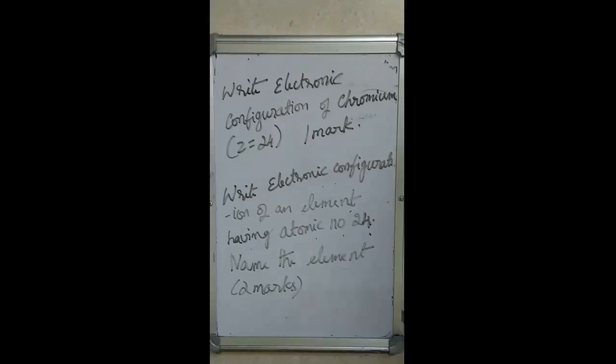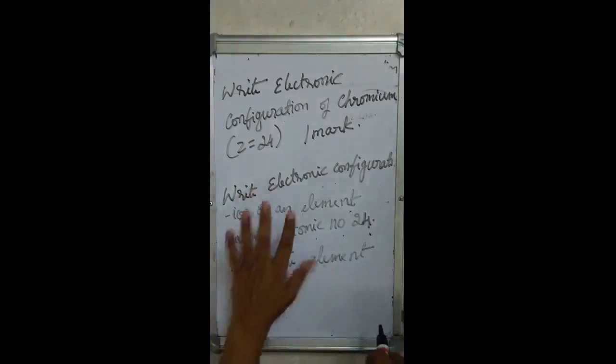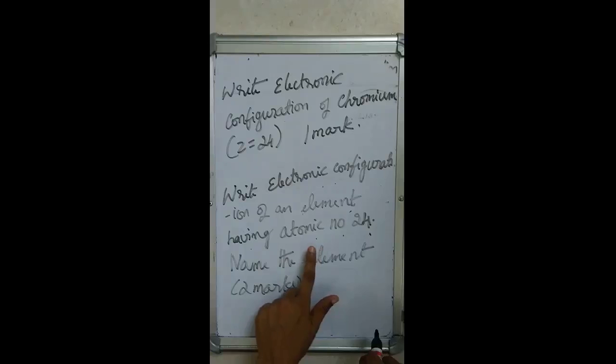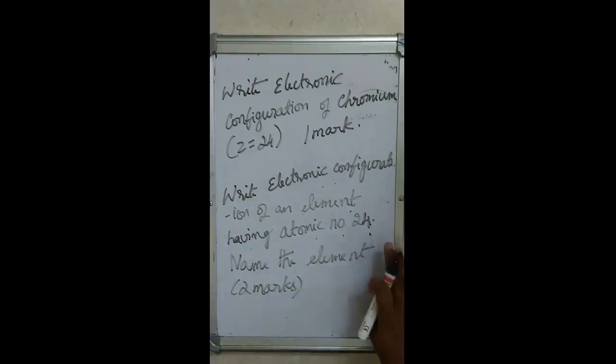So: write the electronic configuration of an element having atomic number 24. Name the element. So how to answer? First you should write the electronic configuration, and you have to name the element. So what is the name of the element having atomic number 24? It is chromium. I hope you understood the concept.